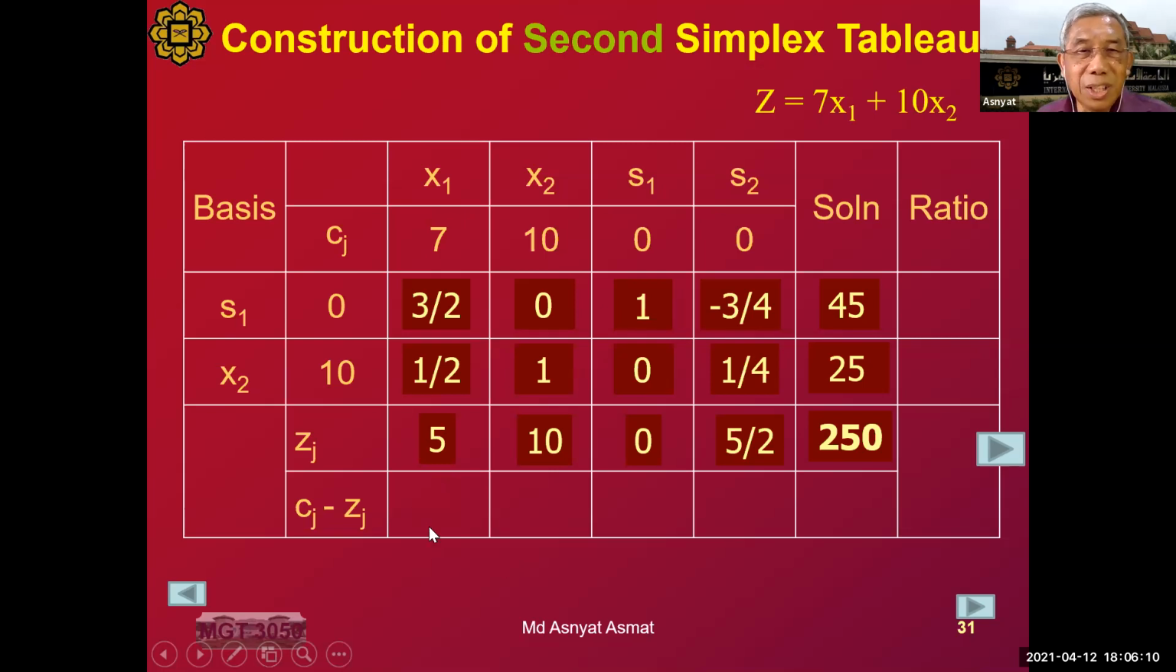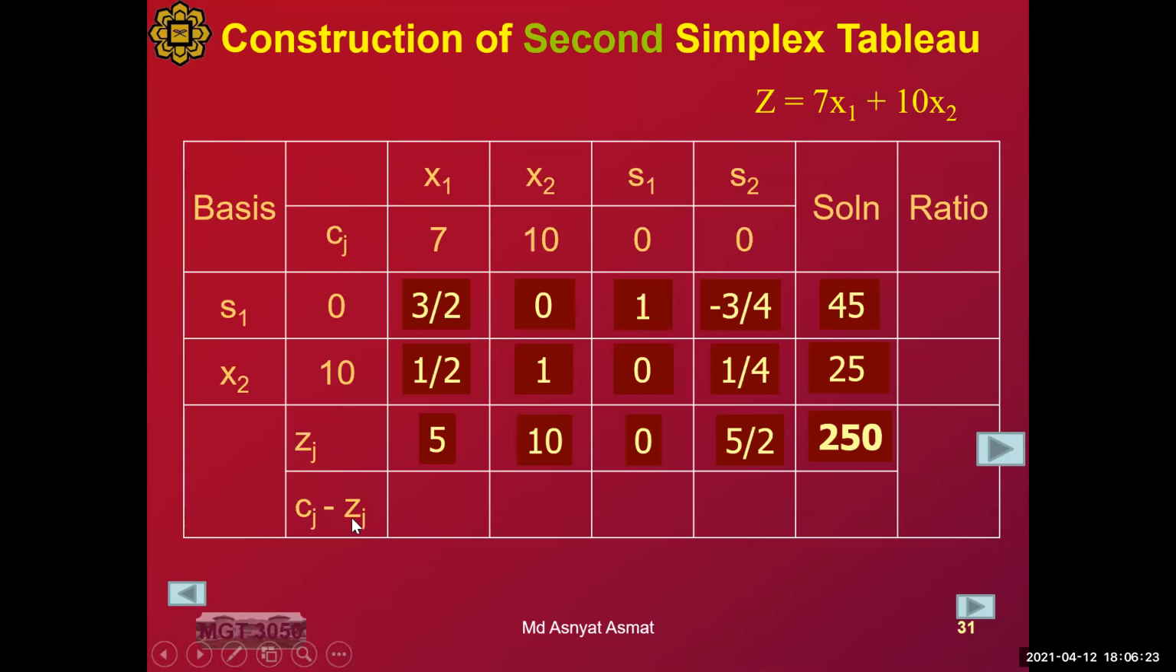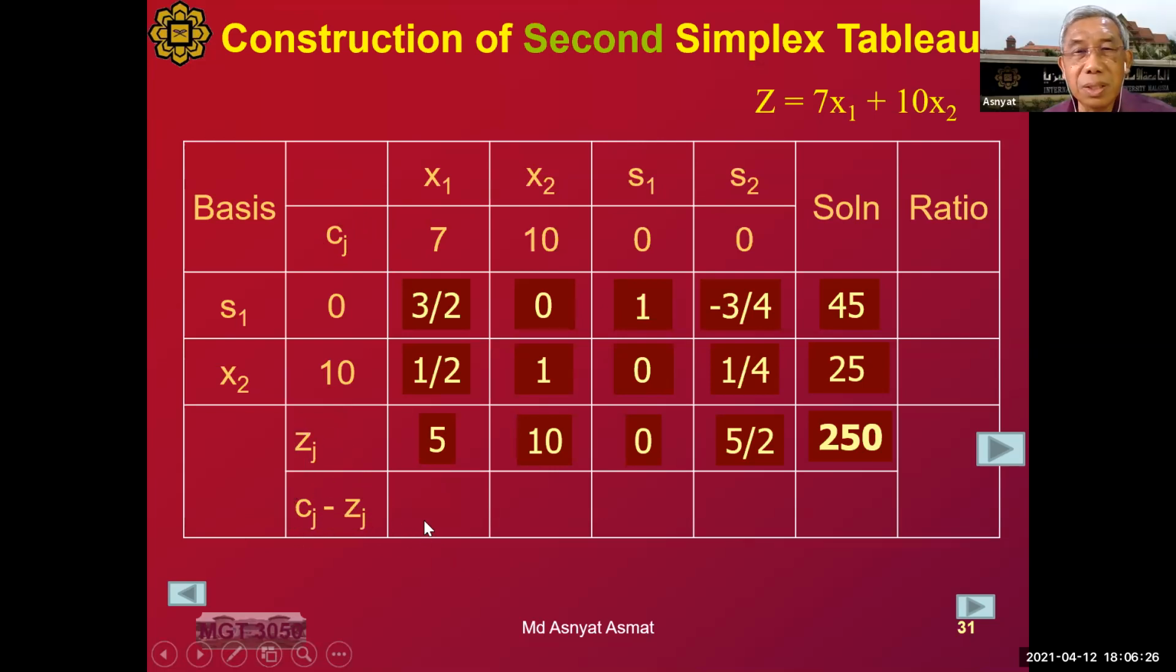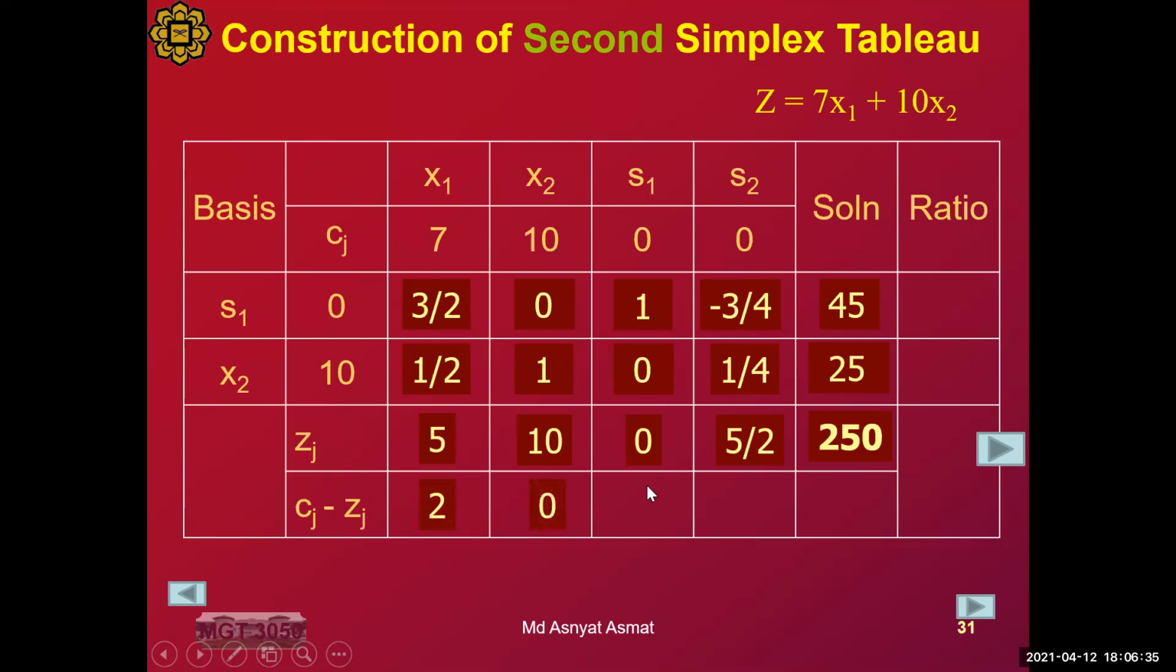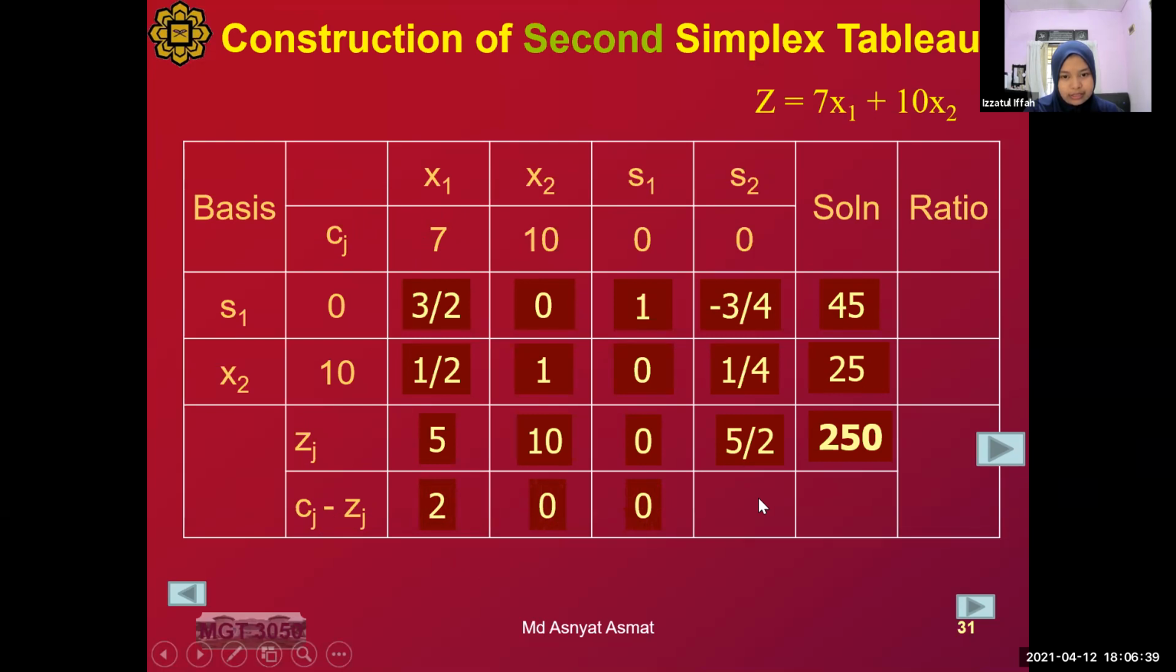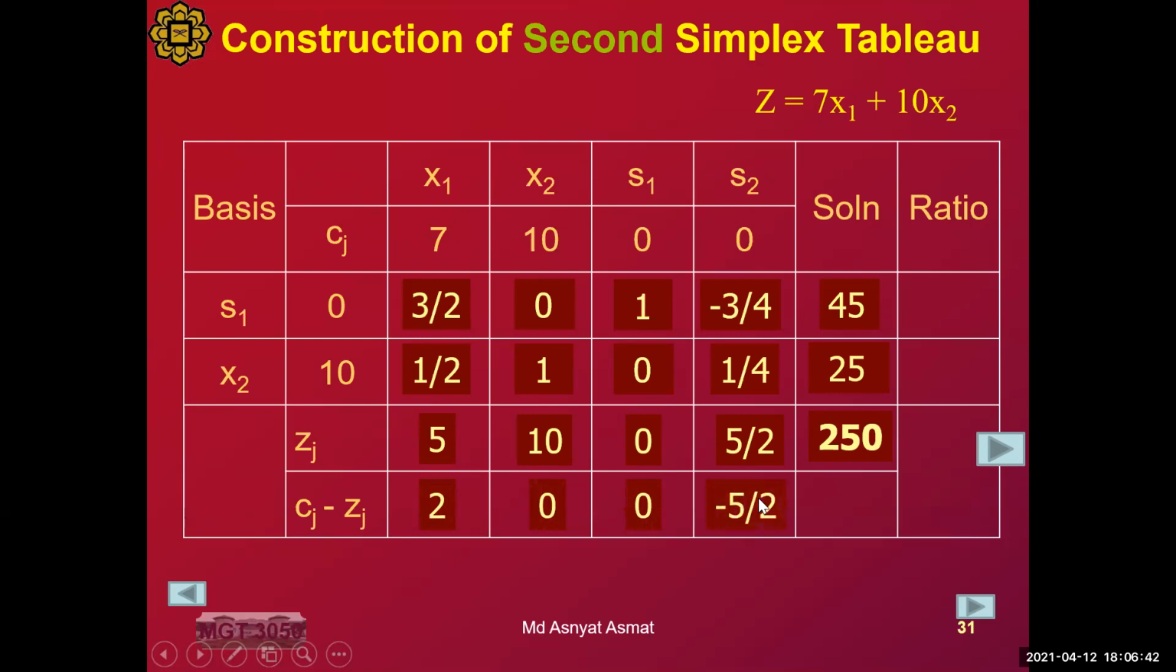Now we want to find the Cj minus Zj value. We want to find the net evaluation index. How to find the net evaluation index? Cj minus Zj. So what's the number here? 7 minus 5, 2. Here? 0. 0. 0 minus negative 5 over 2.